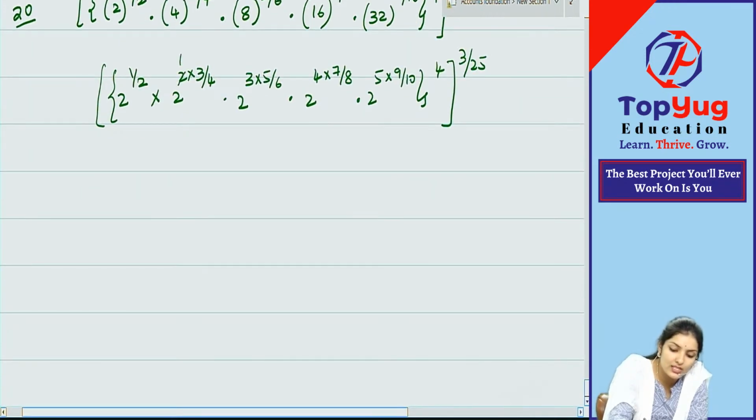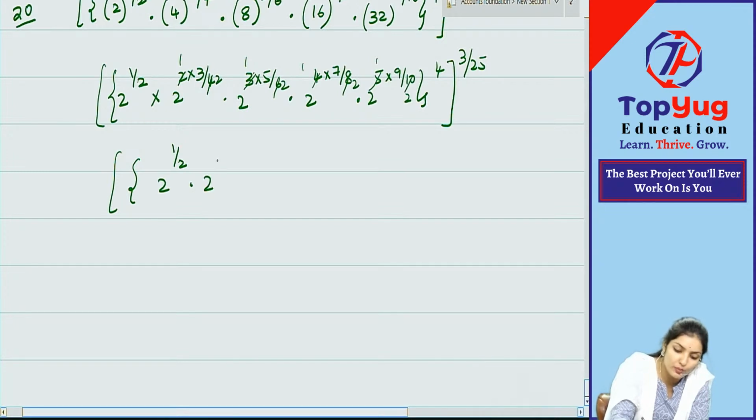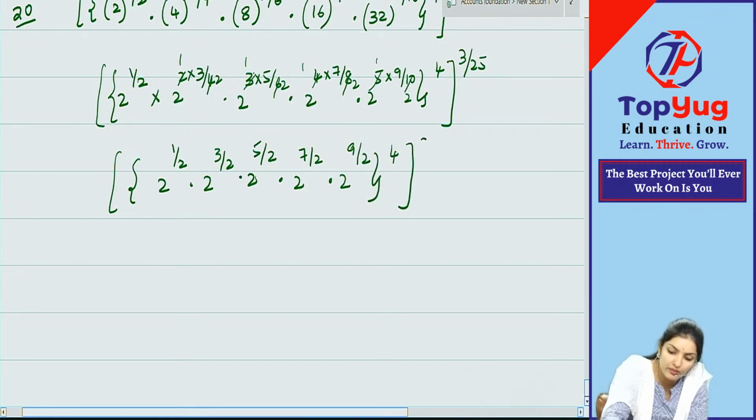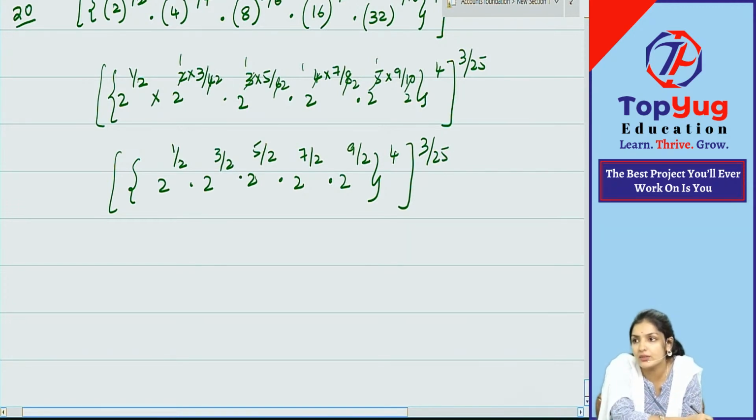So 2 ones are 2s are, 3 ones are 2s are, 4 ones are 2s are, 5 ones are 2s are. So this is 2 to the power 1 by 2, 2 to the power 3 by 2, 2 to the power 5 by 2, 2 to the power 7 by 2, 2 to the power 9 by 2, to the power 4, to the whole power 3 by 25. So what we have to do, add or subtract?